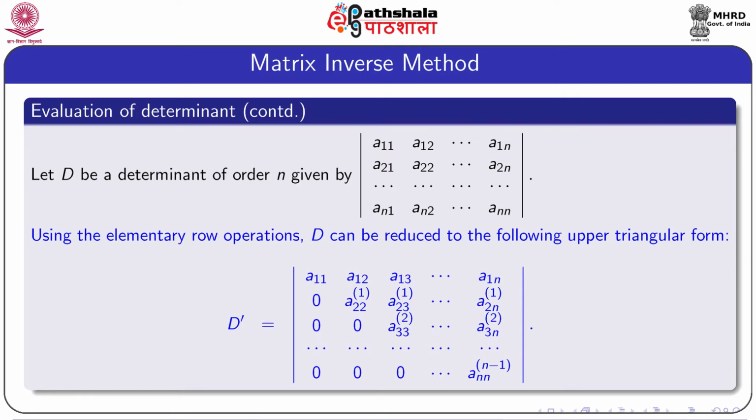The first non-zero element of the second row is a22 superscript 1. The superscript 1 represents the new value of the element a22. Similarly, a23 superscript 1 up to a2n superscript 1 are the new values of the second row after the elementary row operations. Similarly, the third row is 0, 0, a33 superscript 2 up to a3n superscript 2. These values are obtained by again applying the elementary row operations, and lastly the last row is 0, 0, 0, only the last element is non-zero, and that one is ann superscript n minus 1.